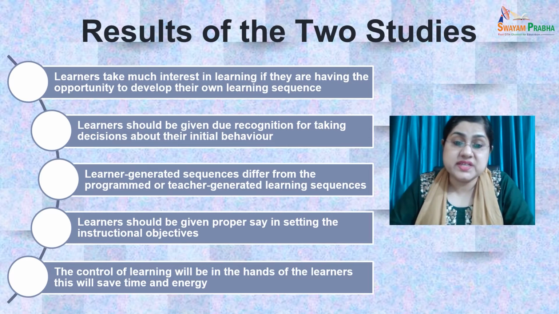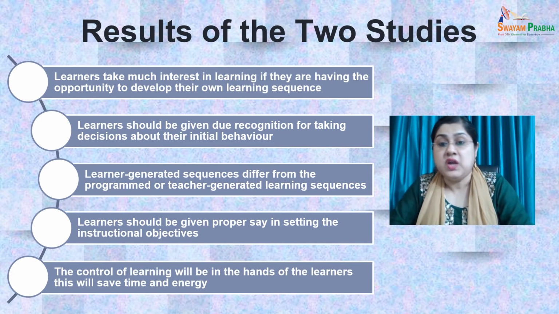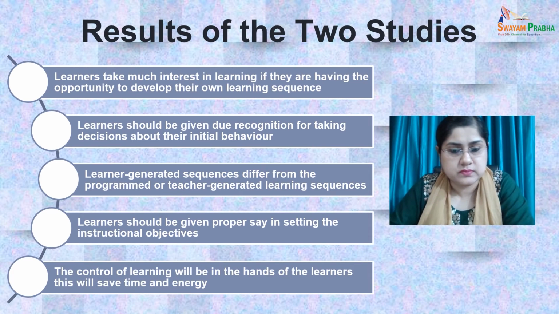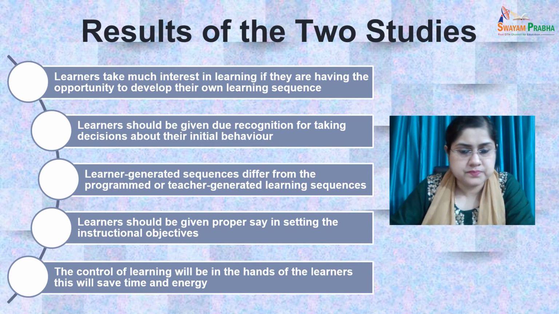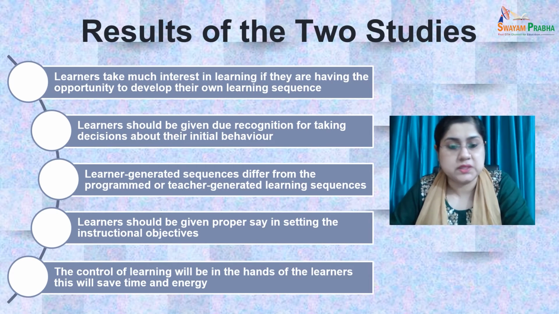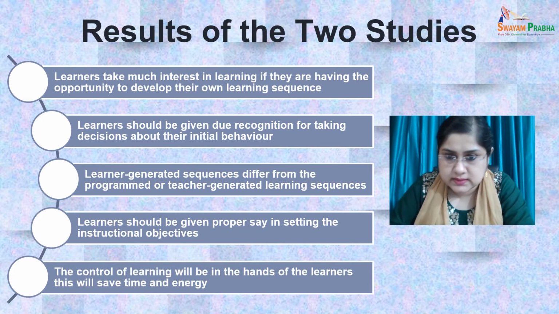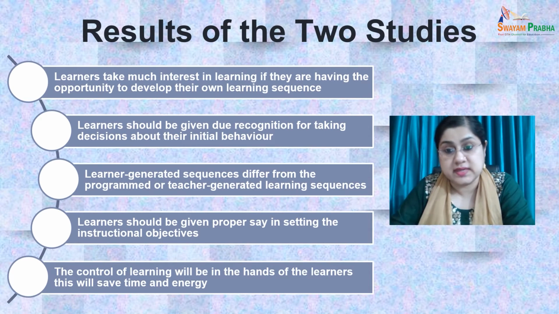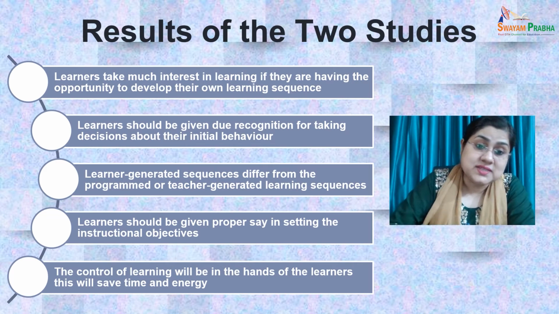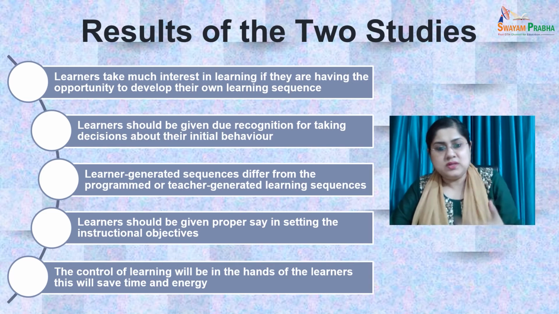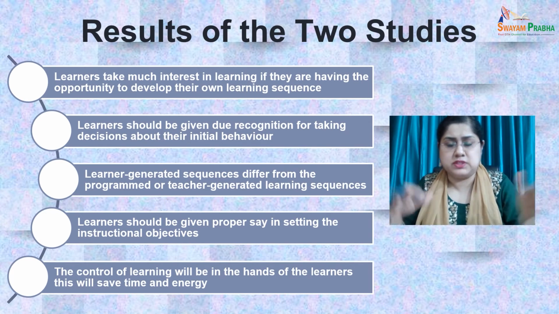Then the learner generated sequences tend to differ from the programmed or teacher generated learning sequence. Let's take an example. The students at the initial stage are not interested in theory. They want practical things. They want concrete things to be discussed rather than abstract things, and functions of things rather than structure, because they want a lot of interest and a lot of activity to be happening in the classroom.